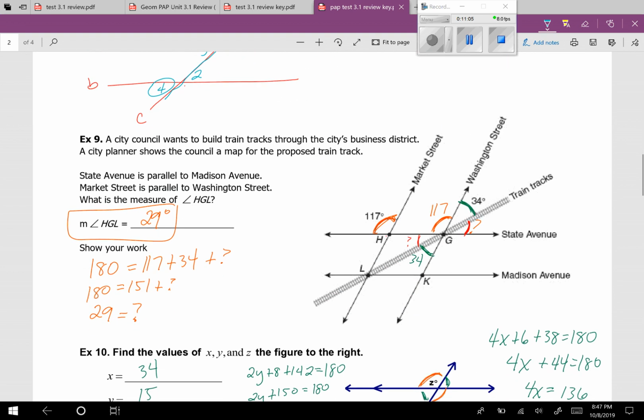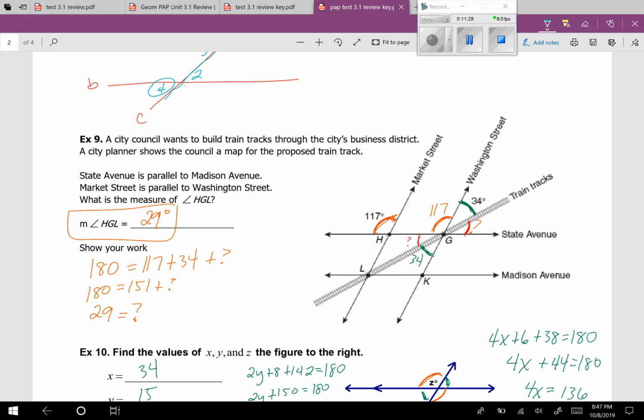Question 9. It says a city council wants to build train tracks through the city's business district. A city planner shows the council a map for the proposed train track. State Avenue is parallel to Madison Avenue, and Market Street is parallel to Washington Street. What is the measure of angle HGL?